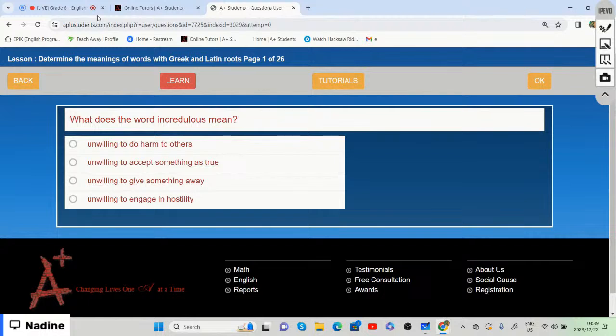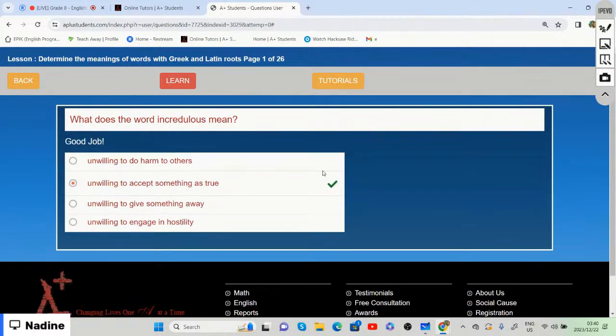And if we select the correct answer for the meaning of incredulous, then we can say it is unwilling to accept something as true. It's like we don't want to believe something. And that is correct.